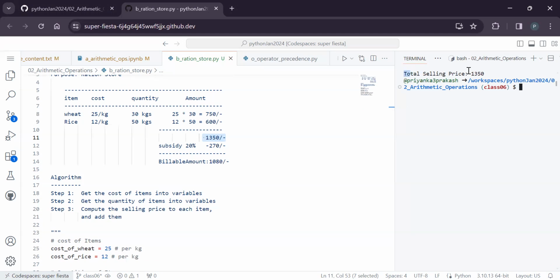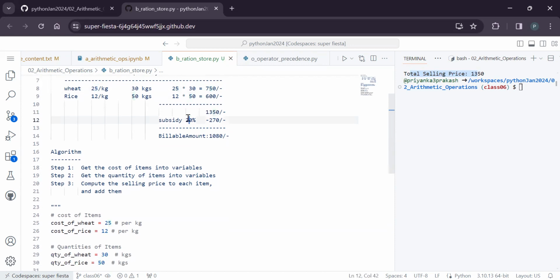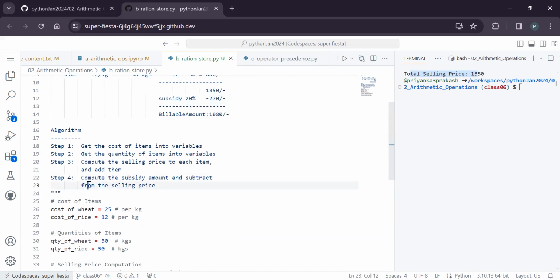You see, you got the selling price. All the computations were done. Don't you see it? Yours is correct, because the same numbers you placed, you got the same answer. Now we need to calculate the subsidy amount, this 270, and then subtract, right? So the next step is to compute the subsidy amount and subtract now.